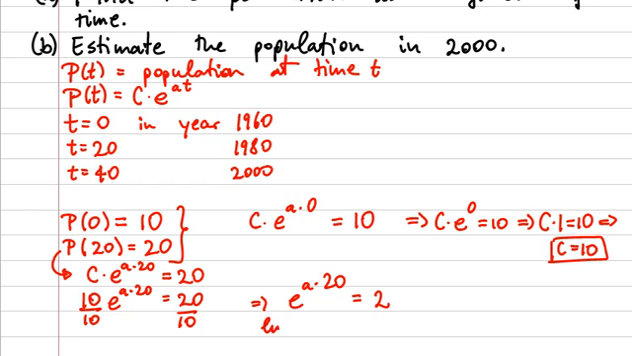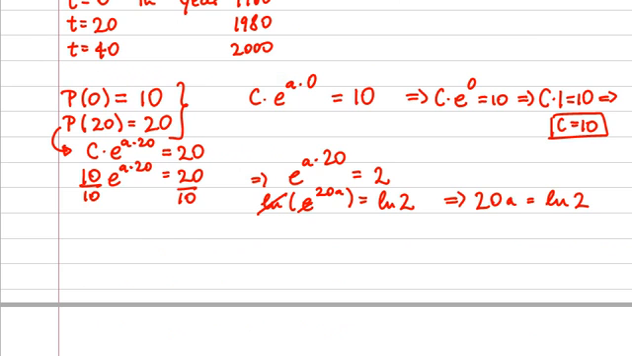We take ln of both sides. ln of e to the 20a equals ln of 2. ln and e go away because they're inverse functions of each other, and I get 20a equals ln 2. Therefore, A is equal to ln2 over 20. This is an expression for A, which you can plug into your calculator. ln2 is about 0.69, so this is about 0.0345, or about a 3.45% annual growth rate of this population.